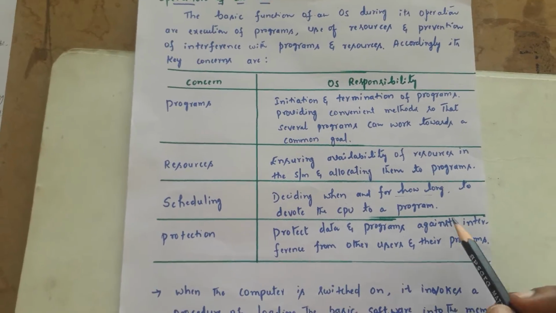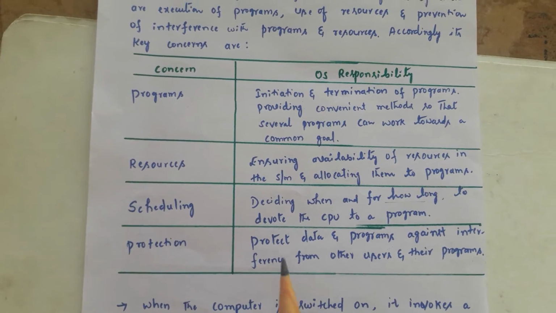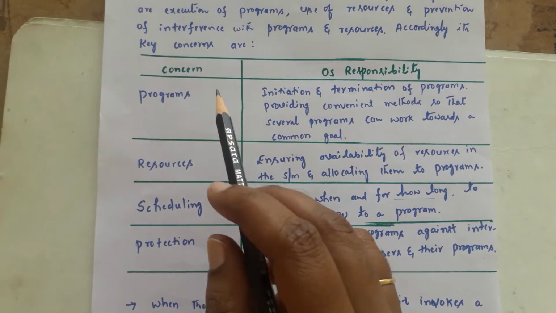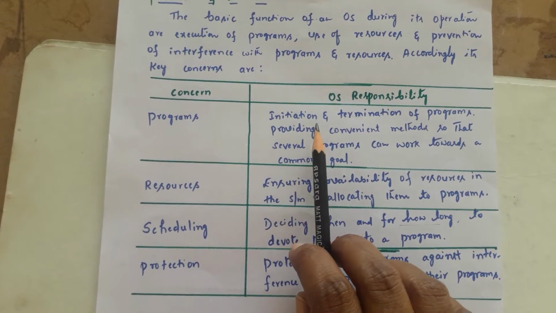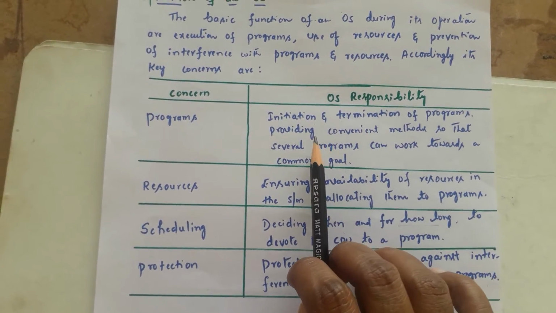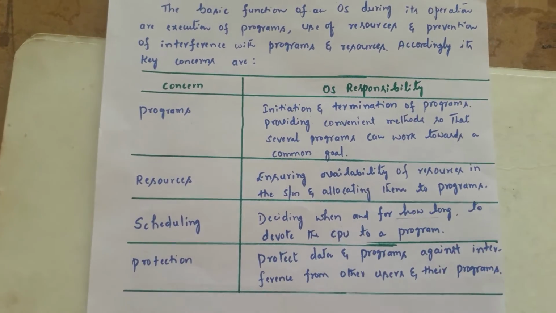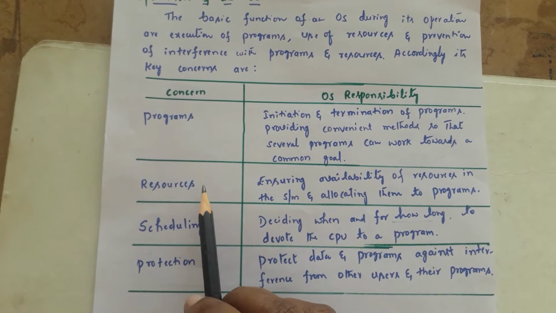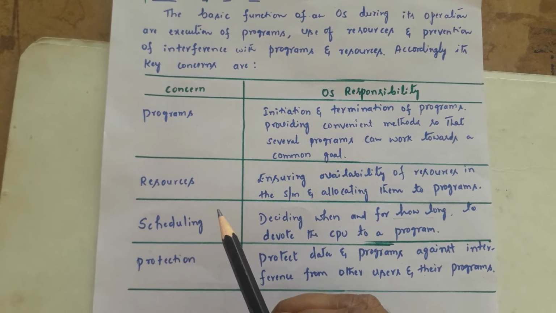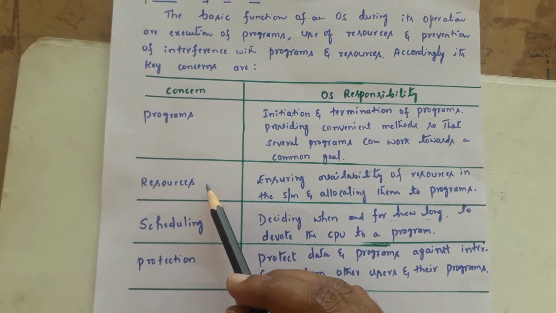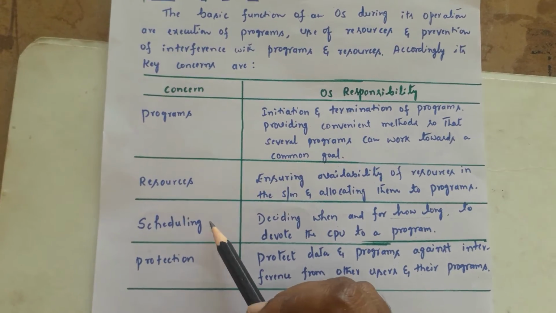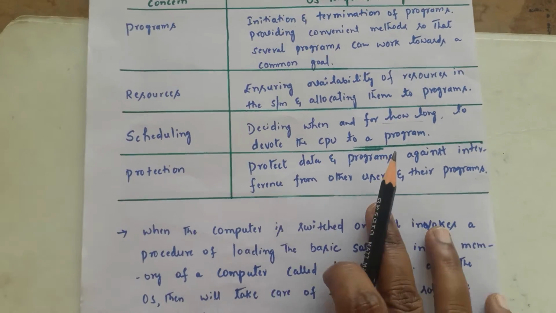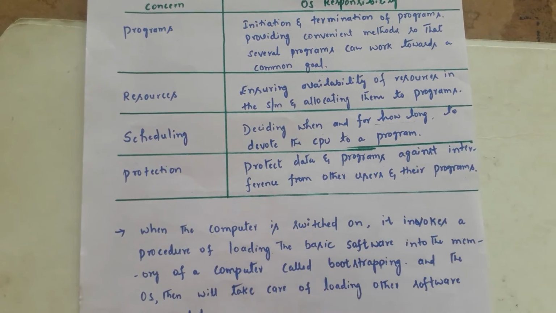So these are the key concerns of your OS, where the key concerns are programs, resources, scheduling and protection. Programs is nothing but when you have to initiate and when you have to terminate, and you have to give the convenient method so that the programs can work towards a common goal. Next, resources and scheduling. What are the available resources? To which programs you need to allocate them, how long you have to allocate, and when you have to deallocate, and then we have to take care of the protection of data and programs.